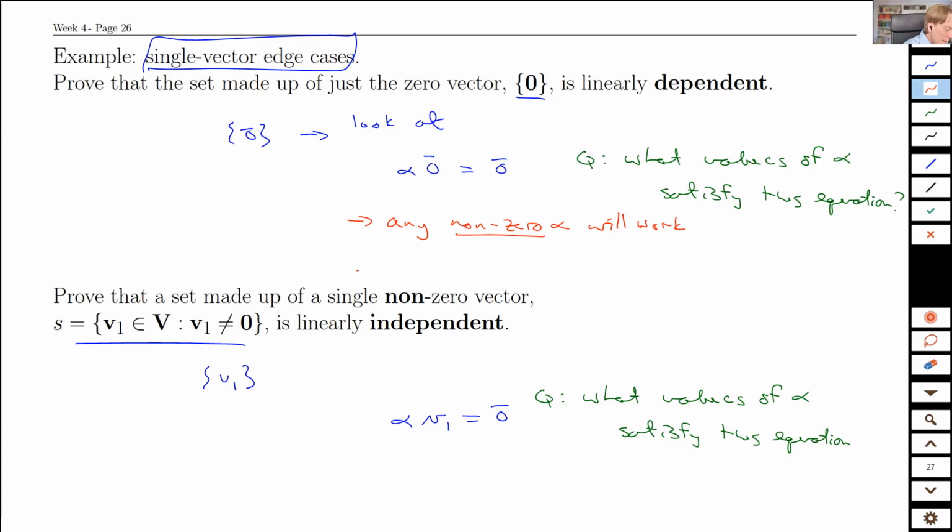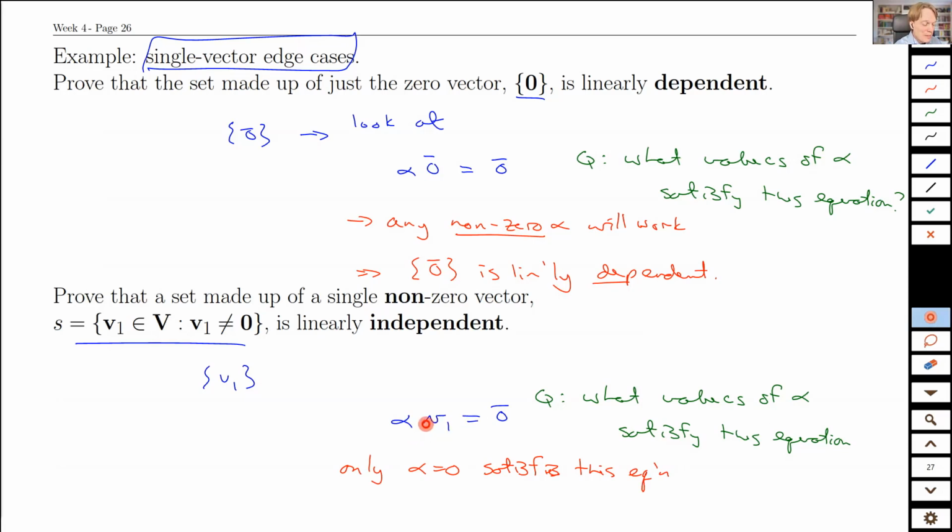And again, that's a non-zero thing, which means that the set of the 0 vector by itself is linearly dependent. I can get back to the 0 vector by using multiples of the 0 vector. That's kind of trivial, but it satisfies that definition for linear dependence. Whereas contrasting down here, only alpha equals 0 satisfies this equation, because we already said that our vector was not the 0 vector. So if I have a scalar times a non-zero vector equals 0, then the only way to make that happen is to have my alpha be 0.